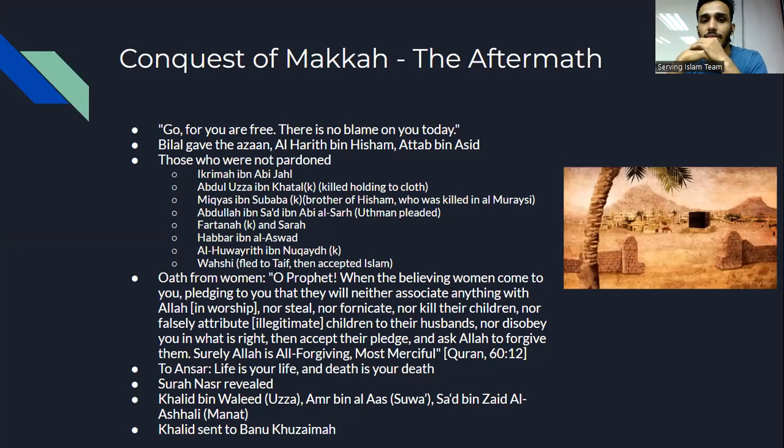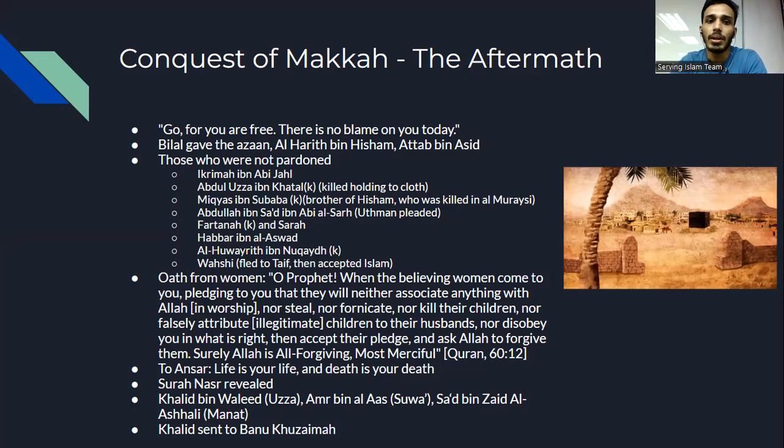Now the second one was Abdul Uzza bin Khatal. What he did was that he came to Medina, he accepted Islam, and then Muhammad sallallahu alaihi wasallam sent him on an expedition along with another Sahabi. He killed that Sahabi, took his wealth, and went back to Makkah. Therefore he was not spared, because he killed another Sahabi, became a murtad, went back to Makkah and took all of his money. So he was killed during the conquest of Makkah.